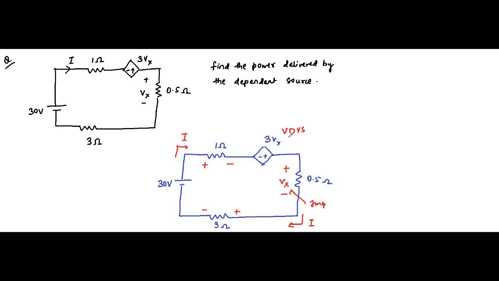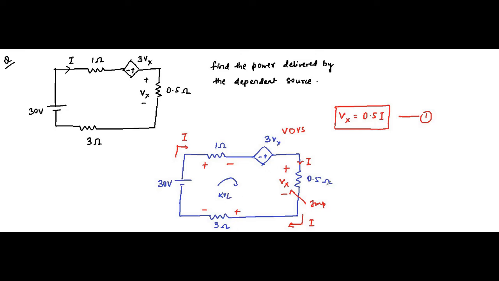Another important thing is the voltage drop across this 0.5 ohm resistor. Vx is equal to 0.5 I, because current I is flowing through it. So Vx is equal to 0.5 I, basic application of Ohm's law. This is very important. So now we have got all the things with us. Now we should apply KVL in this closed circuit.